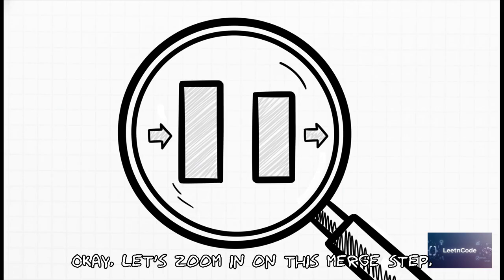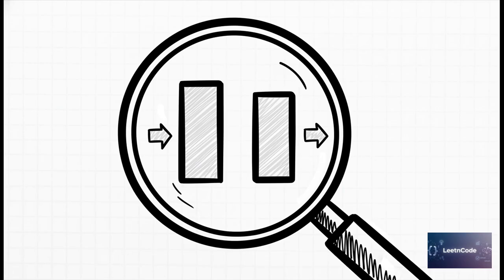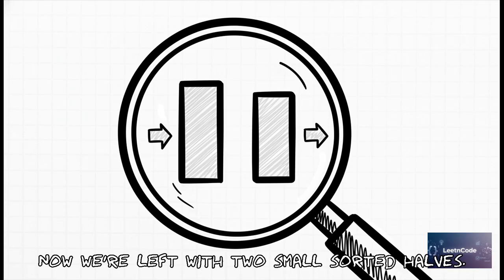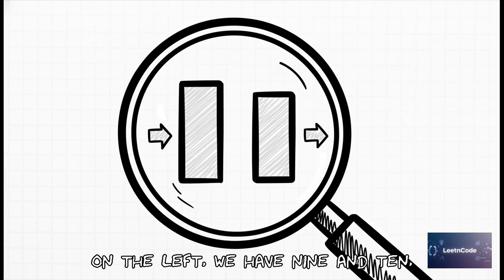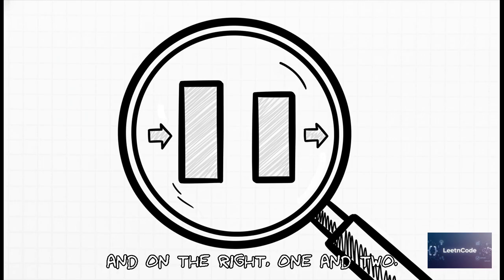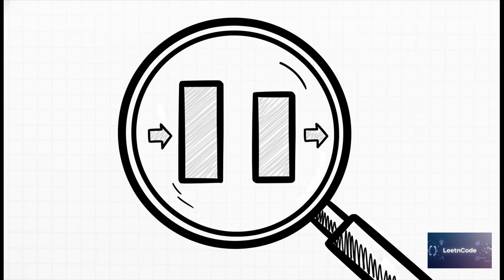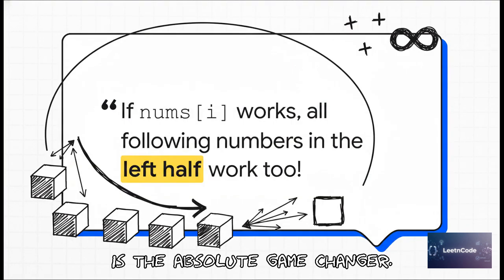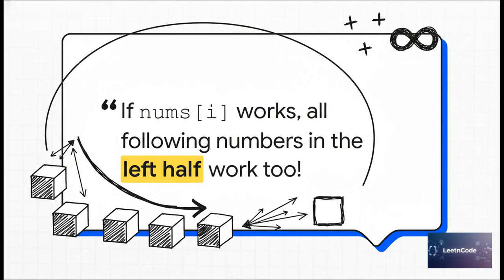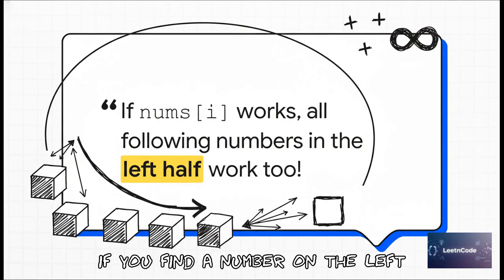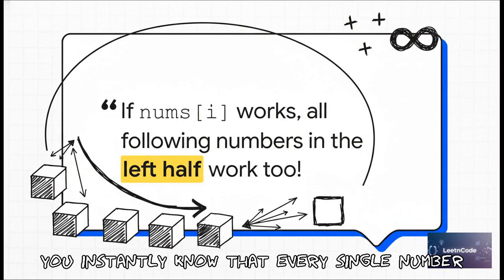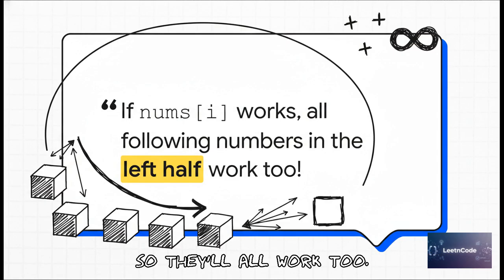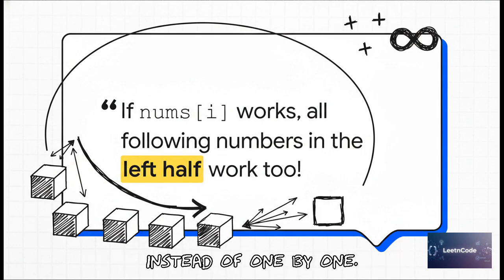Okay, let's zoom in on this merge step, because this is where it all clicks. Imagine we've already done the recursive splitting and sorting. Now we're left with 2 small sorted halves. On the left, we have 9 and 10, and on the right, 1 and 2. It's time to merge them, and, more importantly, to count. And this right here is the absolute game changer. Think about what this means. Because the left half is already sorted, if you find a number on the left that works with a number on the right, you instantly know that every single number after it on the left is even bigger, so they'll all work too. This lets us count in huge chunks instead of 1 by 1.